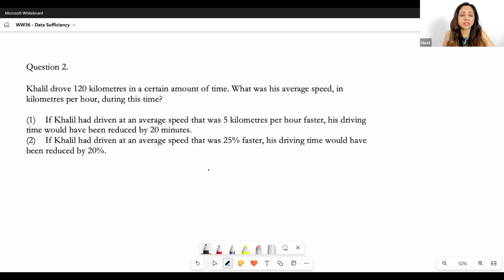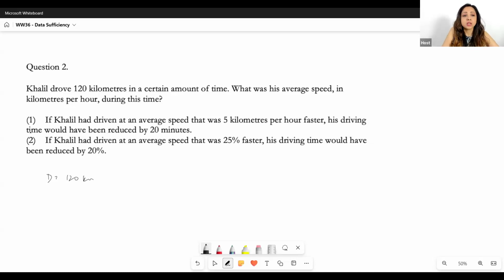Khalil drove 120 kilometers in a certain amount of time. What was his average speed? Okay, so I have been given that distance is 120 kilometers and I'm not given the time. What was his average speed in kilometers per hour during this time? So we need the time for which he drove, and then we'll get the average speed. Obviously, we know average speed is total distance upon total time taken.